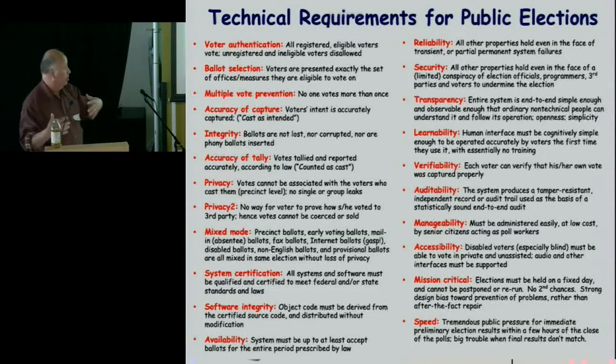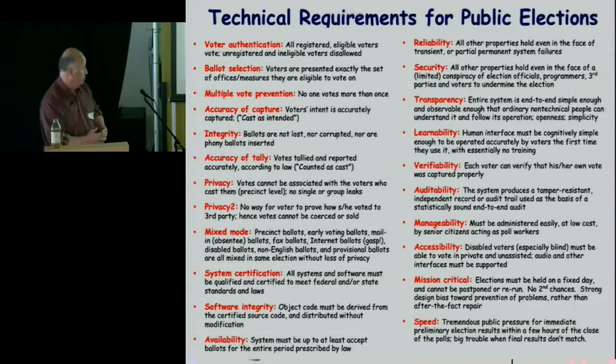A countywide voting system has to handle all of these different kinds of ballots simultaneously and without loss of privacy of any of the categories of voters. System certification. A county voting system, all parts of the software has to go through a certification process in all 50 states, and most of them recognize voluntarily a federal certification process that we'll come to later, which is to say that the software has to meet certain standards and has to be tested to meet those standards.